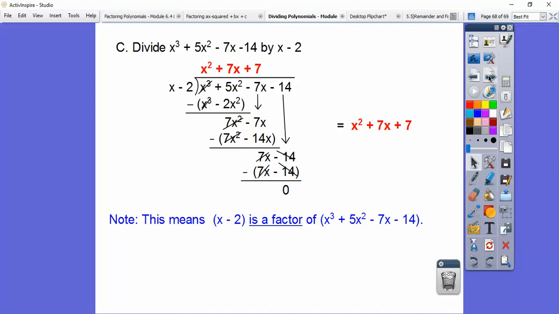And all that means, you guys, is if you get a remainder of 0, then it says that this is a factor of this, okay? And we'll talk more about that in the next lesson.